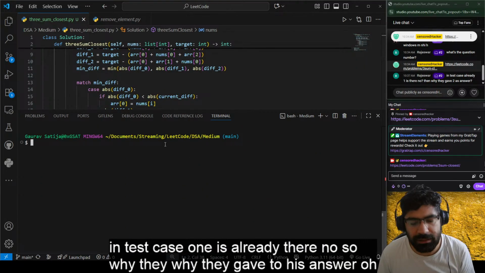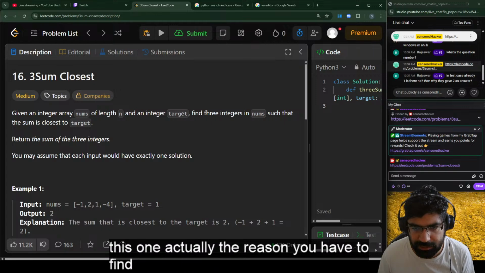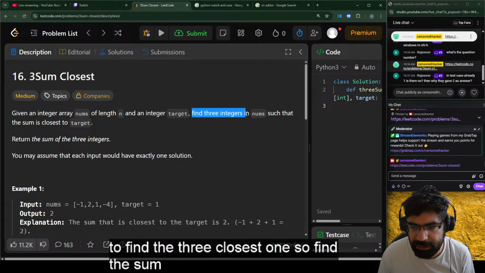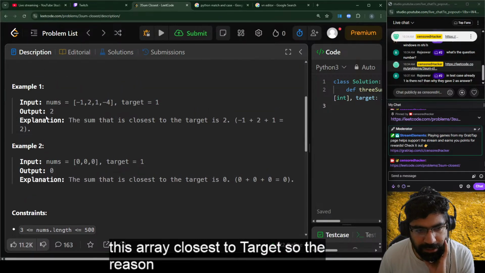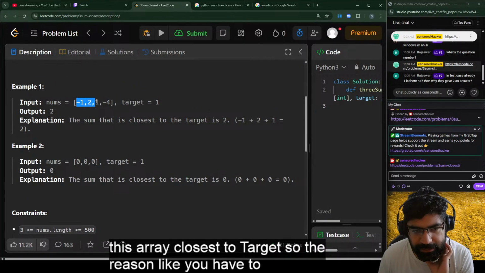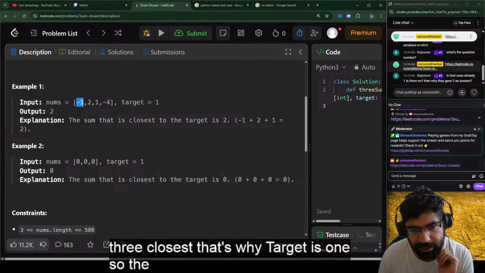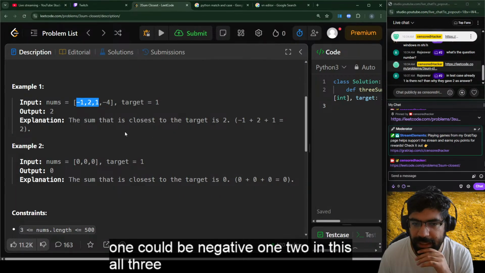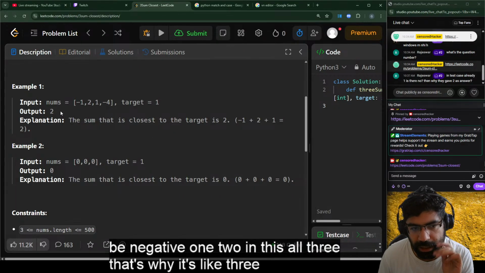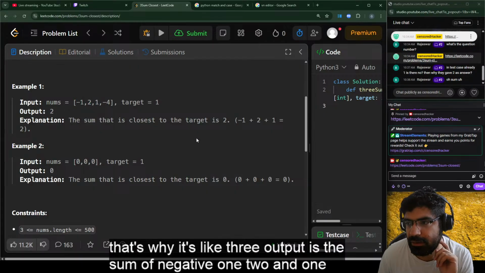Oh, this one actually, the reason, you have to find the 3 closest ones. So find the sum of 3 integers in this array closest to target. So the reason is you have to find the 3 closest. That's why. Target is 1, so the closest could be -1, 2, and this, all 3. Output is the sum of -1, 2, and 1. Yeah.